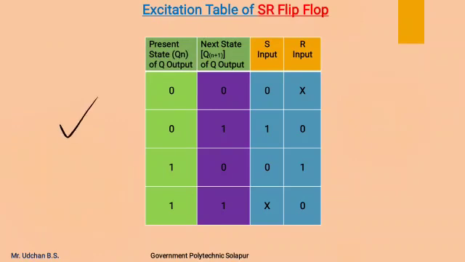This is the summarized excitation table of SR flip-flop. All the possible combinations of present state and next state are shown over here, and their respective possible combinations of inputs are also shown here as per our discussion.